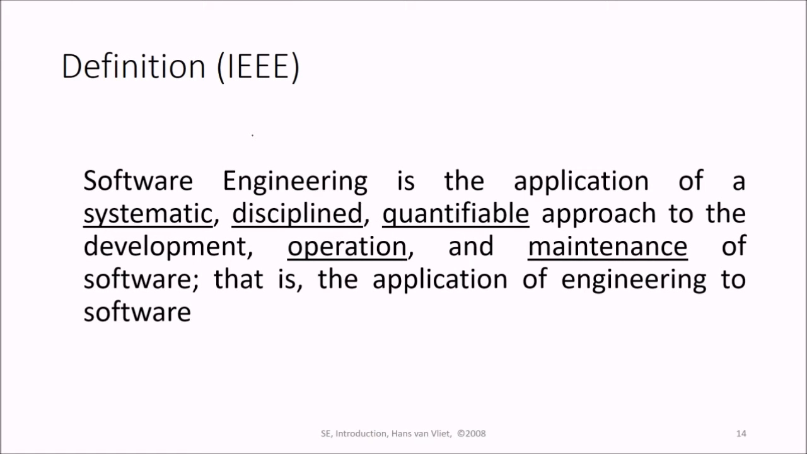The IEEE definition of software engineering is: software engineering is the application of a systematic, disciplined, quantifiable approach to the development, operation, and maintenance of software. That is, the application of engineering to software. In one line, you can say the application of engineering principles to software, but applying the systematic, disciplined, and quantifiable approach, which we generally apply in, like, civil engineering, for the development, operation, maintenance of something. This is what IEEE has to say about software engineering.